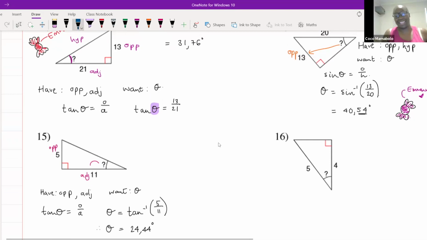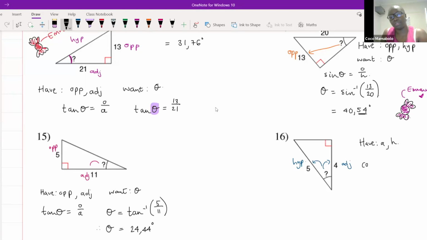Okay, let's focus. All right, let's look at the next one over here, question 16. This part over here is adjacent, and this is our hypotenuse, right? So we know we have adjacent and hypotenuse. We want the angle, so we know we're going to have to use cos.